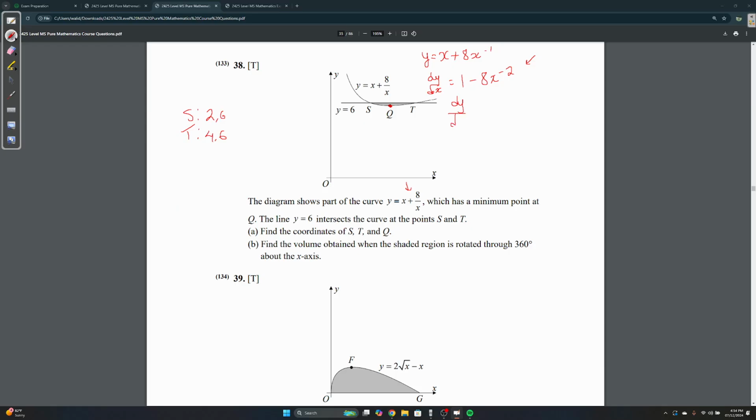So dy over dx is equal to 0. Hence, 1 minus 8x to the power minus 2 is equal to 0. Let's take our x squared down. So it's going to be 1 minus 8 over x squared equals 0. How do you solve this? You can take 1 there. You're going to get minus 8 over x squared is equal to negative 1. Cancel negative with negative. You're going to get 8 over x squared is equal to 1. Cross multiply, 8 over 1 is equal to x squared. So x is going to be equal to root 8.